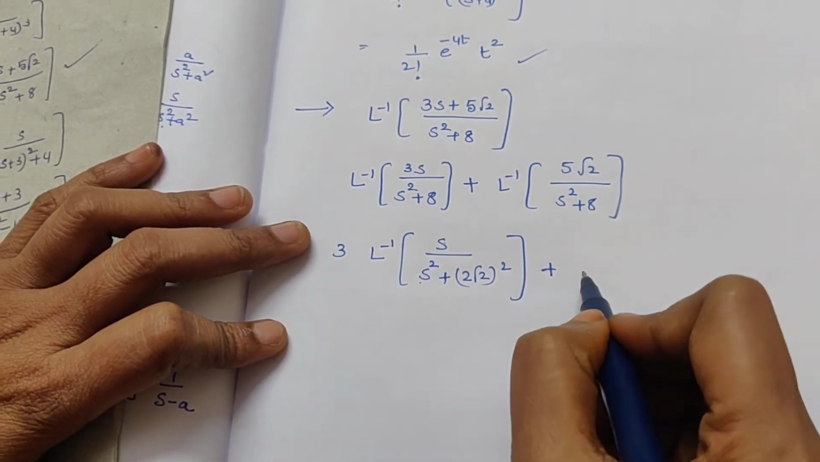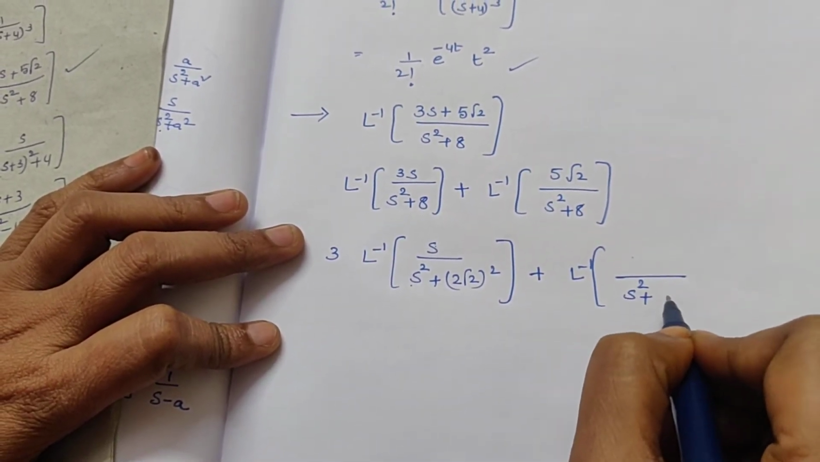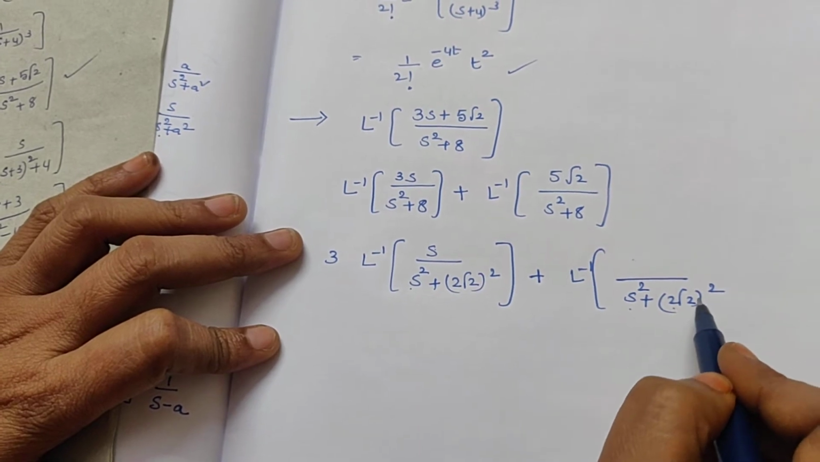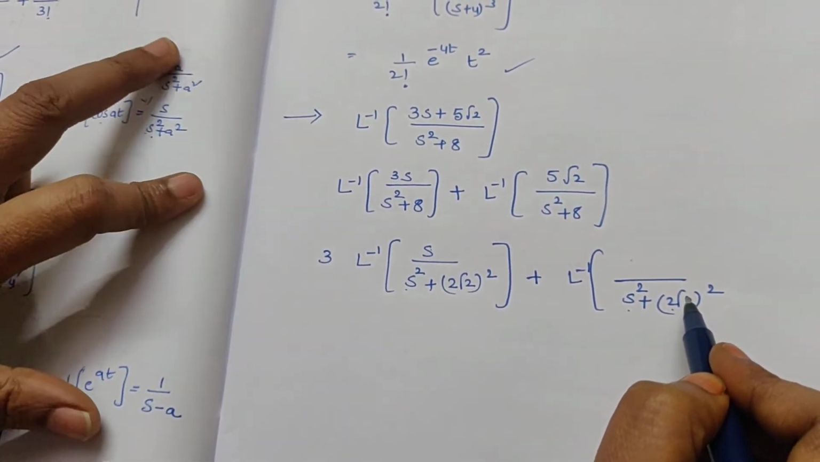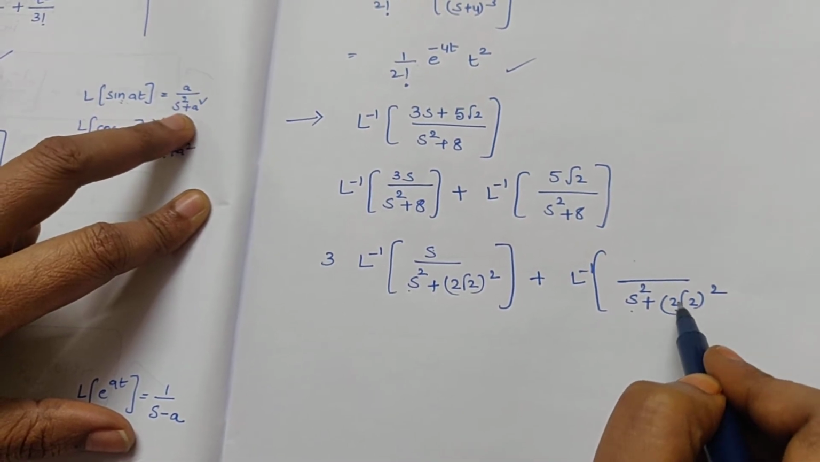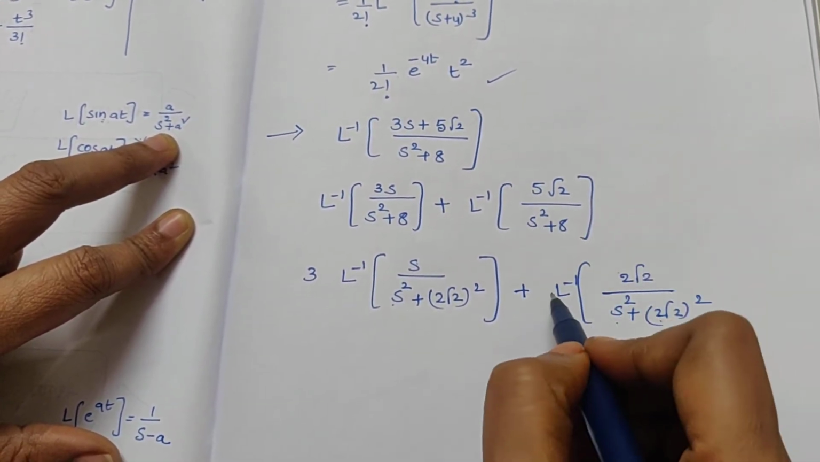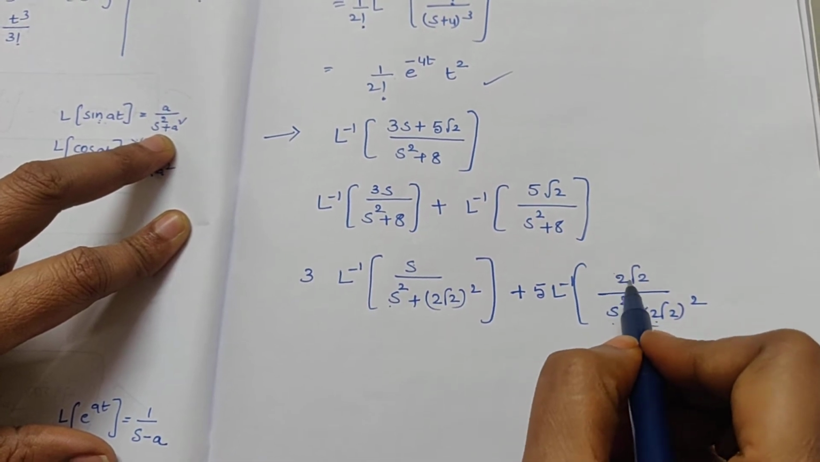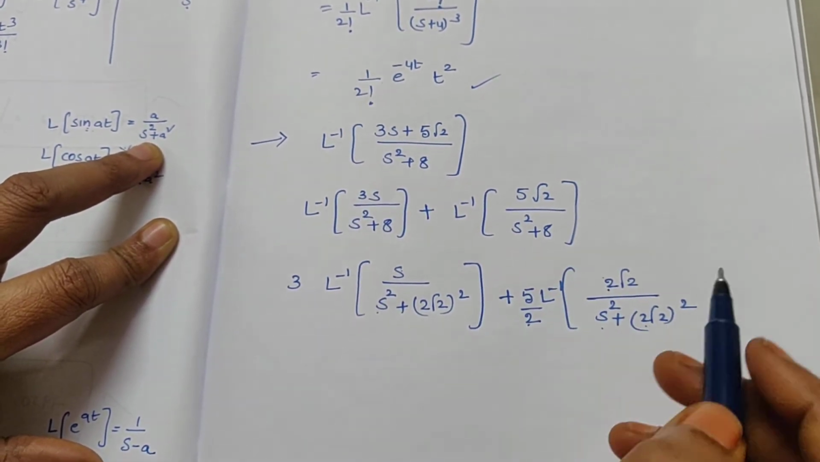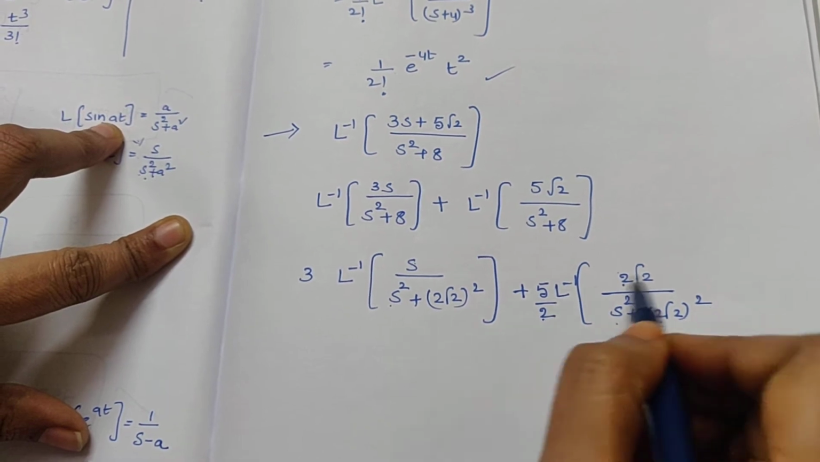Okay, next. Here L inverse of 5 root 2 by s square plus 8, meaning s square plus (2 root 2) whole square. Here we are observing a constant by s square plus a square. But the Laplace transform of sin at is a by s square plus a square. Here a is 2 root 2. That's why we require 2 root 2 here. But here 5 root 2 is present. Write 5 outside and we include 2 here, so write divided by 2. The 2 cancels and the result remains the same 5 root 2. So in order to get the Laplace transform of sin at, we insert 2 here in multiplication and division.